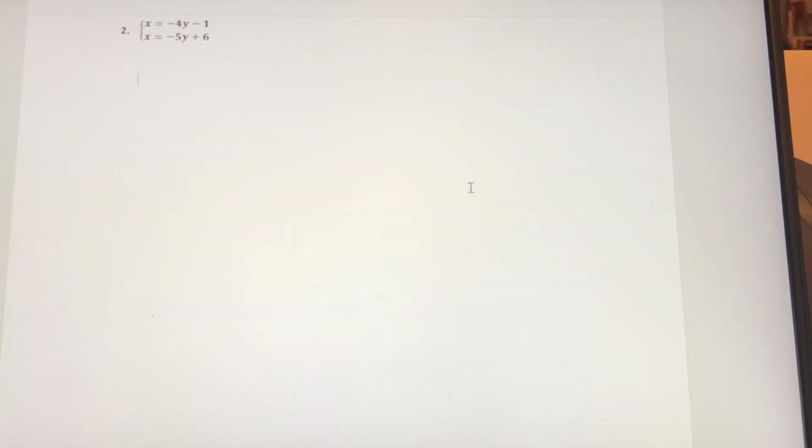All right, so in this next problem, if you look at the equations, x is solved for in both of these. So we're going to work this with the same process. I just wanted to show you that you can do it whether x is solved for, or like in the first problem, y was by itself. So we're going to rewrite both equations. And we know because x is equal to both of these expressions, we can use the transitive property and write a new equation setting negative 4y minus 1 equal to negative 5y plus 6.